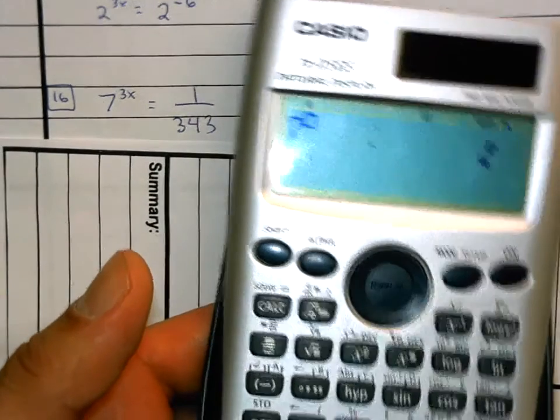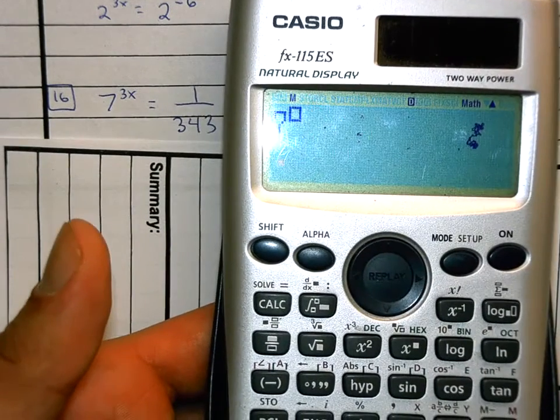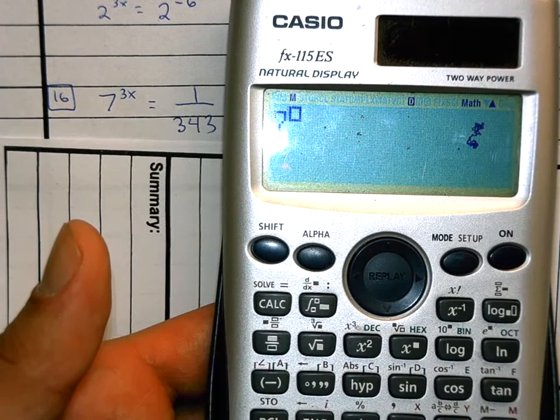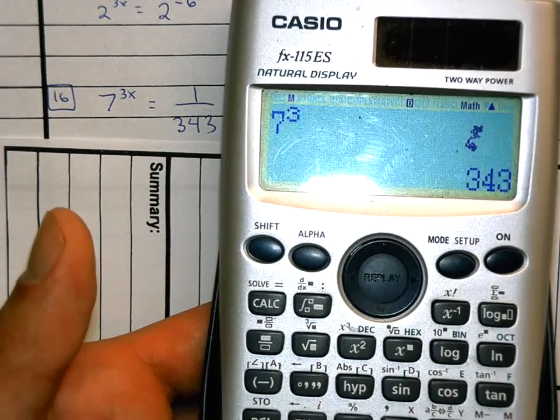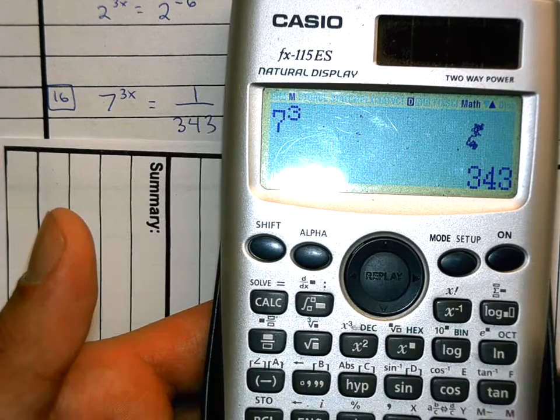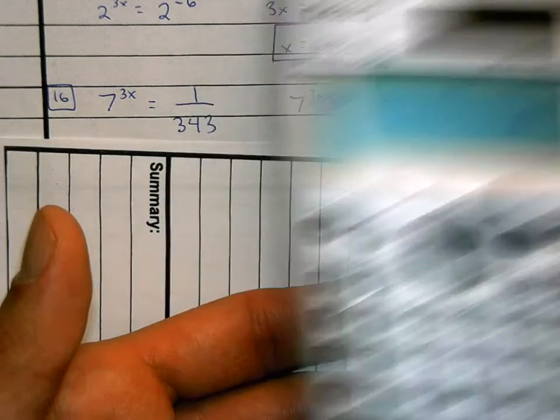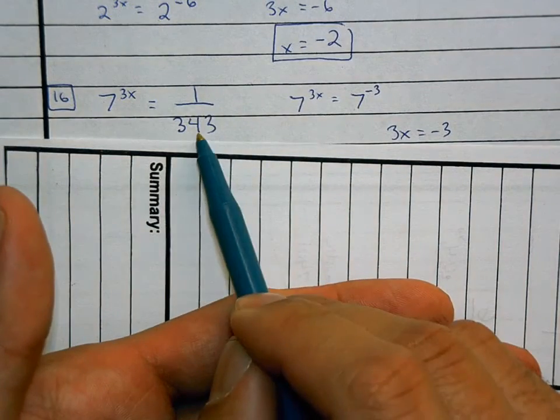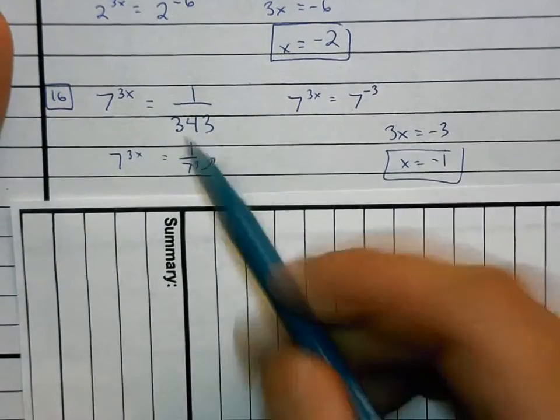Do you know 7 to the first? You already know that one, don't you? Yeah. 7 to the second? Do I need to tell you what that is? What is 7 to the third power? If you're not sure, use the calculator. It knows them all. So that is 7 to the third power.